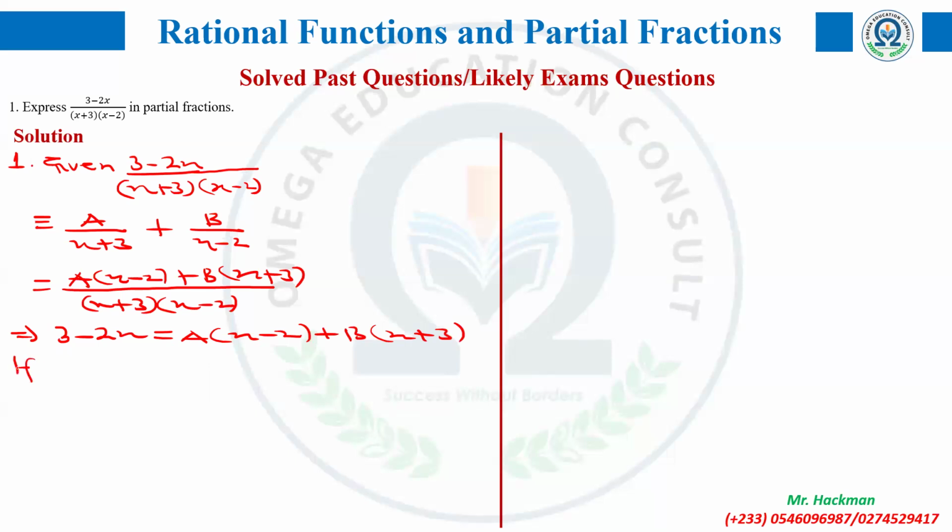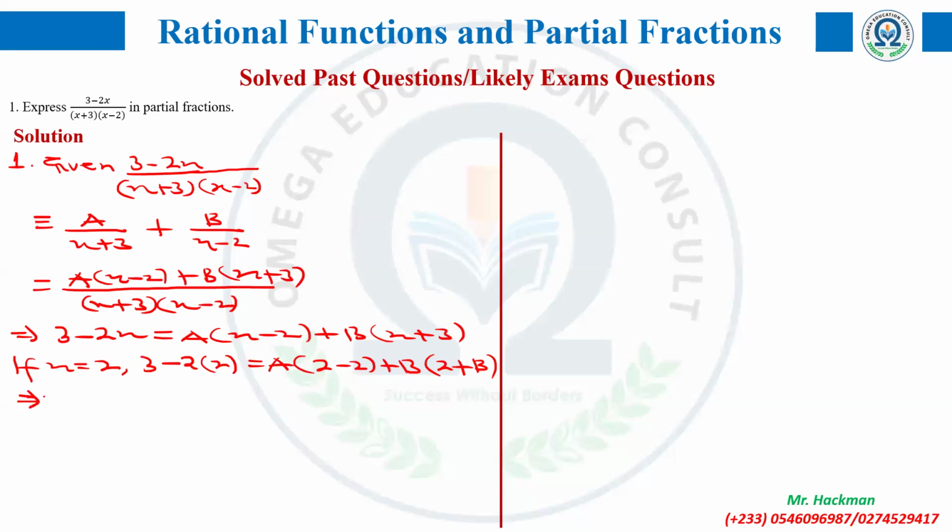So if x is equal to 2, I will get 3 minus 2 into 2 is equal to A into 2 minus 2 plus B into 2 plus 3. My professors, I hope you are following. This is a past question, so if you're able to do it, at least it gives you that sort of encouragement.